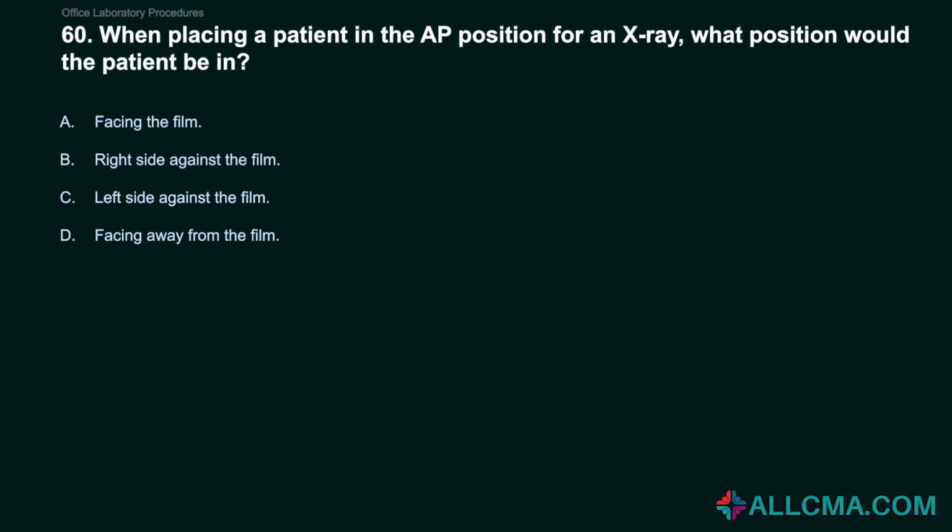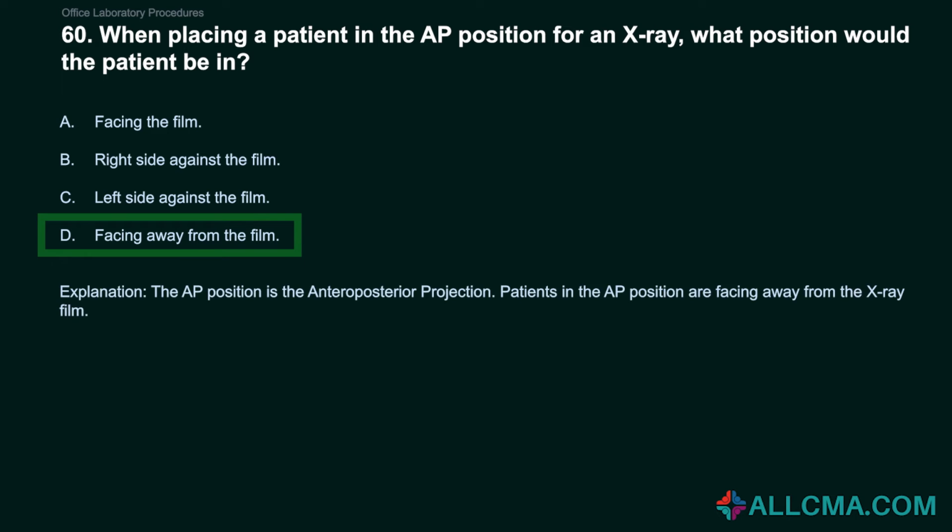60. When placing a patient in the AP position for an X-ray, what position would the patient be in? A. Facing the film. B. Right side against the film. C. Left side against the film. D. Facing away from the film. Correct answer, D. Facing away from the film. The AP position is the anteroposterior projection. Patients in the AP position are facing away from the X-ray film.